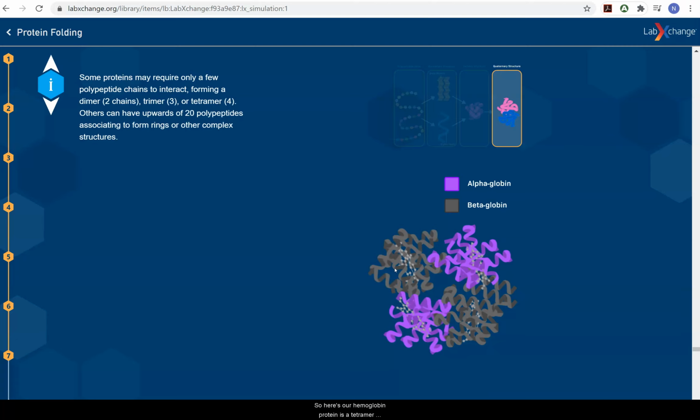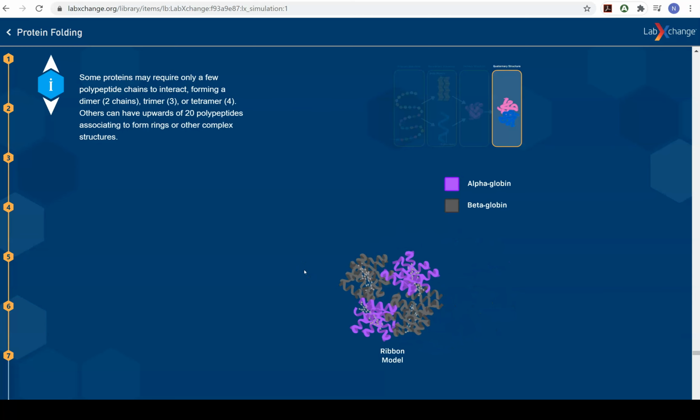So here's our hemoglobin protein. It's a tetramer. It's composed of 4 polypeptide chains. 2 of them are the same here in purple. Those are the alpha globin chains. And 2 of the same here in brown. Those are the beta globin chains.